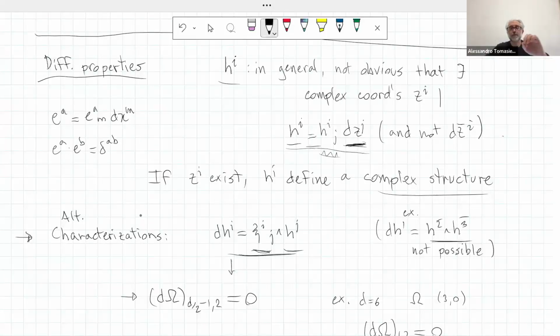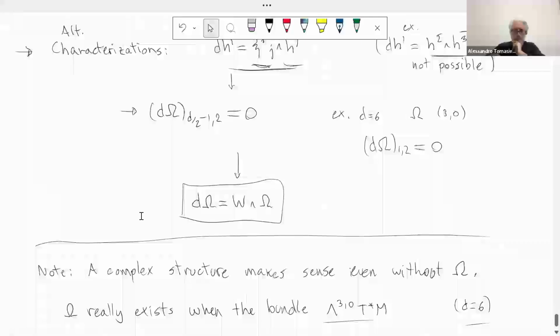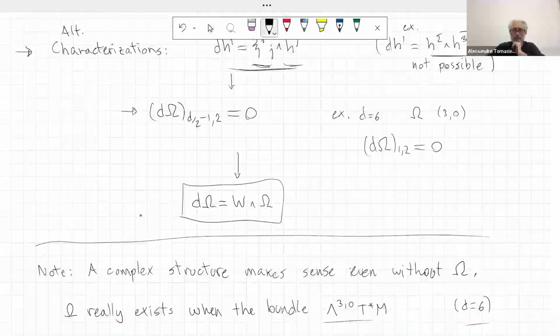So again, what can happen is that you have a basis of 1,0 forms, and you can try to define on every open set an omega, which is the wedge of these three 1,0 forms, the H's, but they will not glue well. They will not globally make sense over the whole space. So really, an omega might not exist. There are many other characterizations that don't involve omega. When omega exists, this is in my opinion the best characterization.